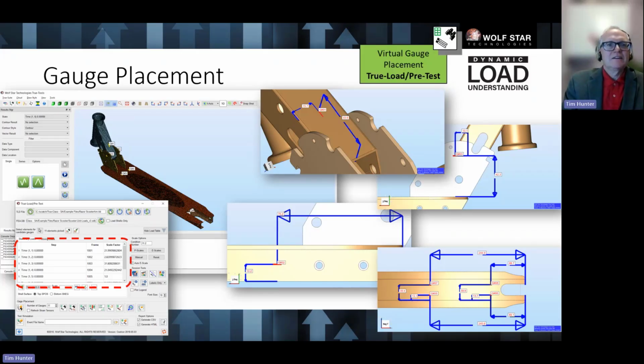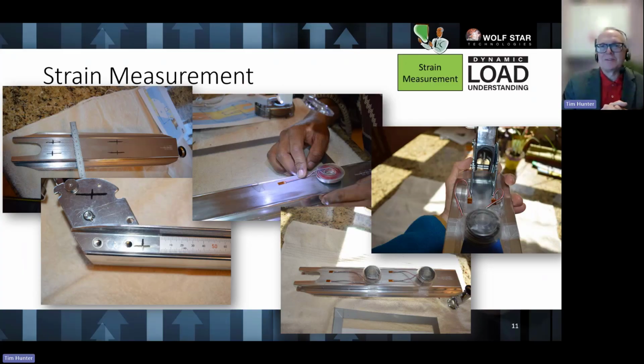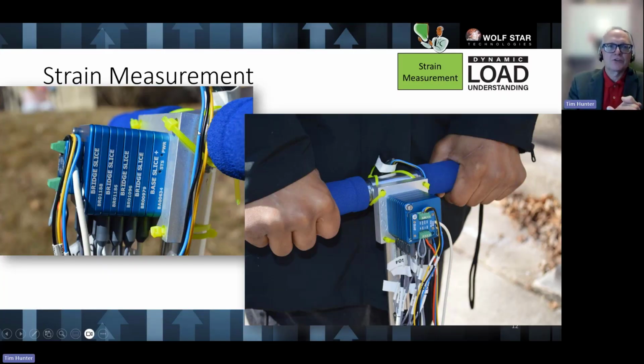Now that we've got that, we just instrument this up. You're seeing a picture of one of my interns placing the strain gauges on my Razor scooter, and he did a really nice job with all of this. So we've got the strain gauges laid out and everything instrumented. Then we go off and do data acquisition. At Wolfstar Technologies, we use the DTS SLICE Micro data acquisition system. It's a fantastic system. It can collect up to 500,000 samples per second, and it's about 2.5 inches square. It's great.